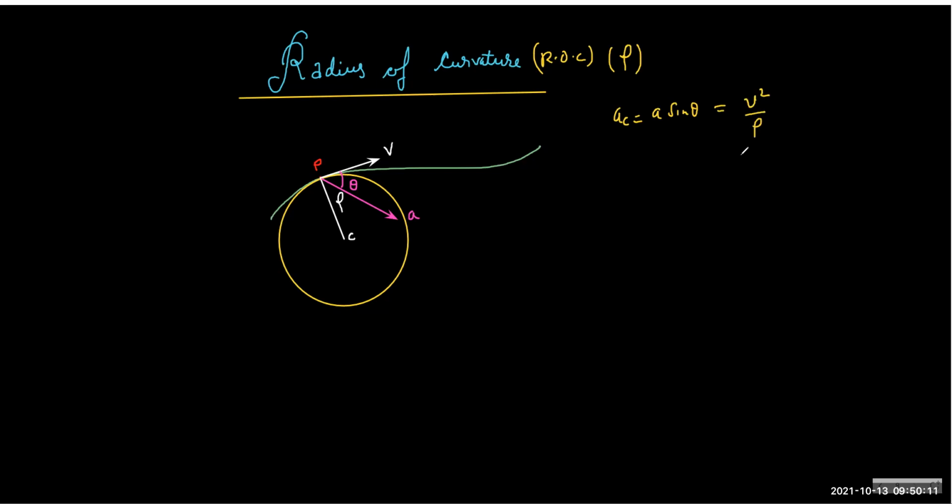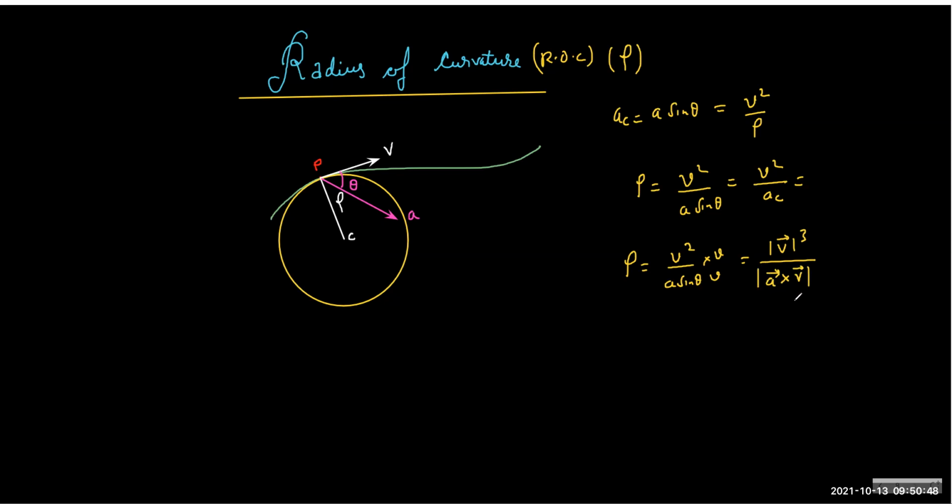Because I have two equations for the same thing, I can find the radius of curvature, which is v square by a sin theta, or you can write it as v square by ac. You can also write something very interesting: multiply and divide by v, and this becomes the magnitude of the v vector whole cube, divided by a cross v. You can just take the cross product of acceleration and v.